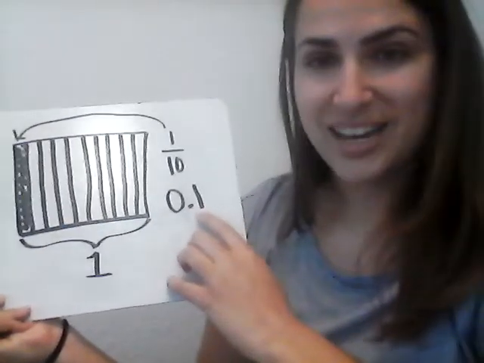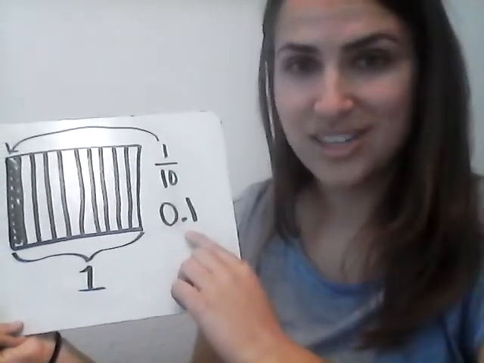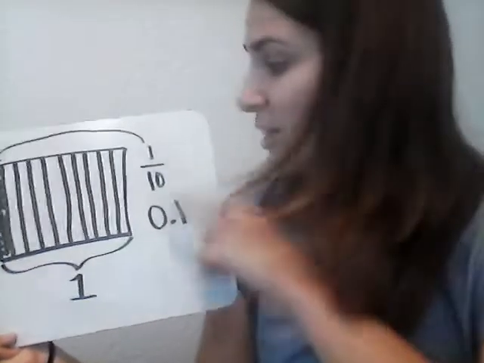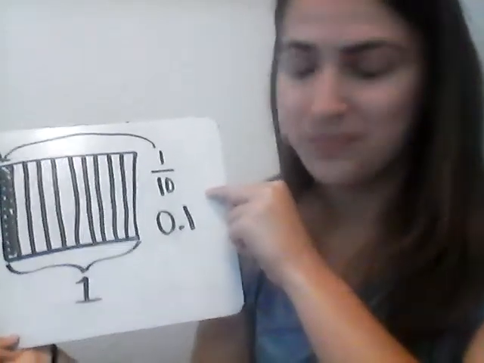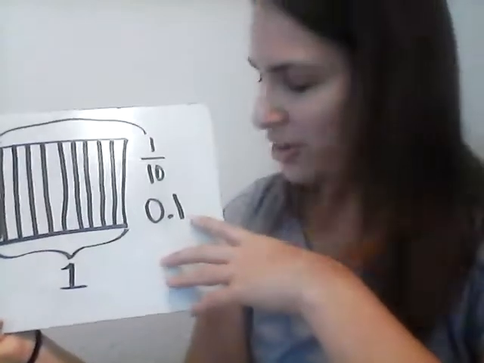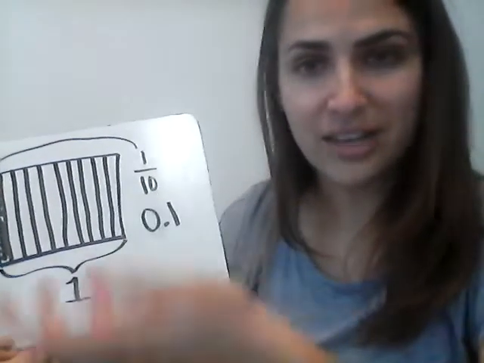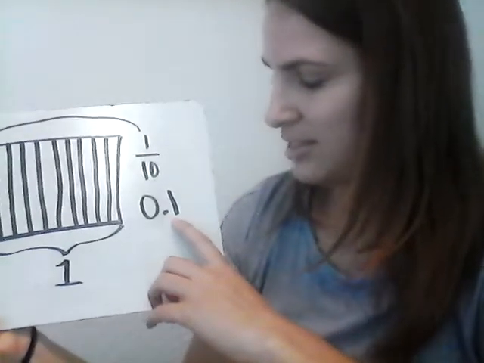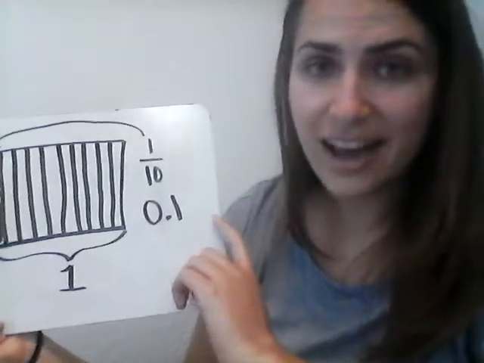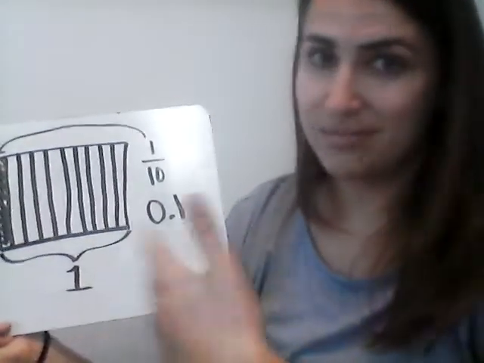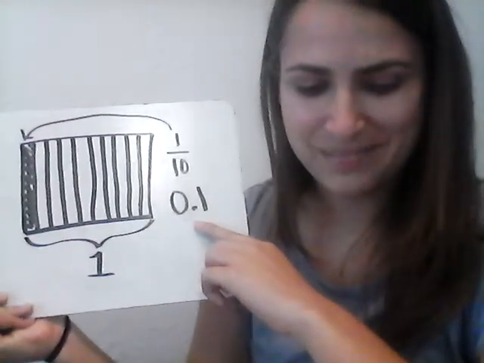This place value right here is called tenths, and we have one of them. The way we read this decimal is 1/10. The way we read this fraction is 1/10. We read them the exact same way. Now, there are other units after tenths that we will talk about later on in the unit. It goes tenths, hundredths, thousandths, ten-thousandths, and so on. It never ends. But right now, we're just going to focus on tenths.